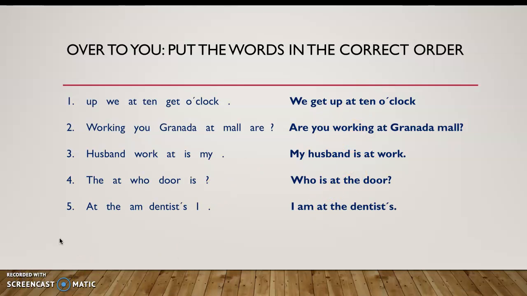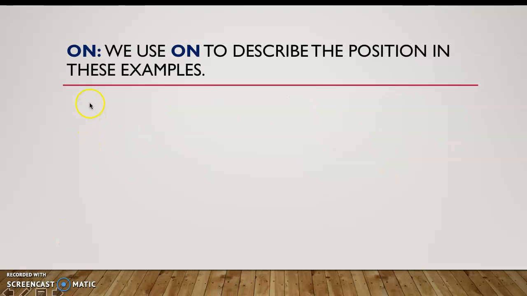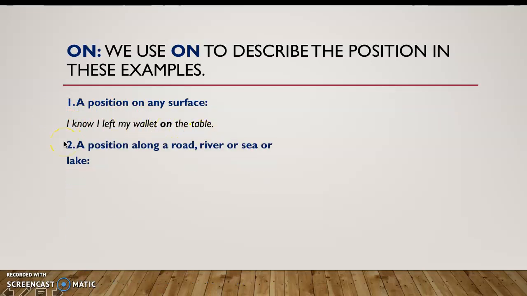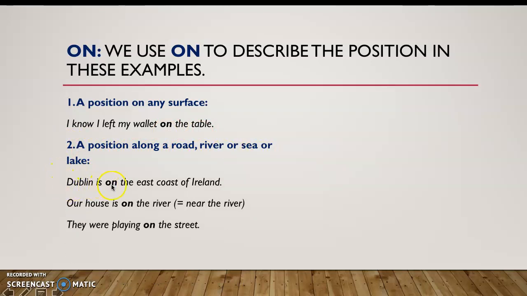Now, let's go to the next part. This is on. When we use on to describe the position, look at these examples. A position on any surface. So for example, I know I left my wallet on the table. Or a position along a road, a river, or a sea, or a lake. So for example, Dublin is on the east coast of Ireland, or our house is on the river. Here it means near the river, and then we're playing on the street.